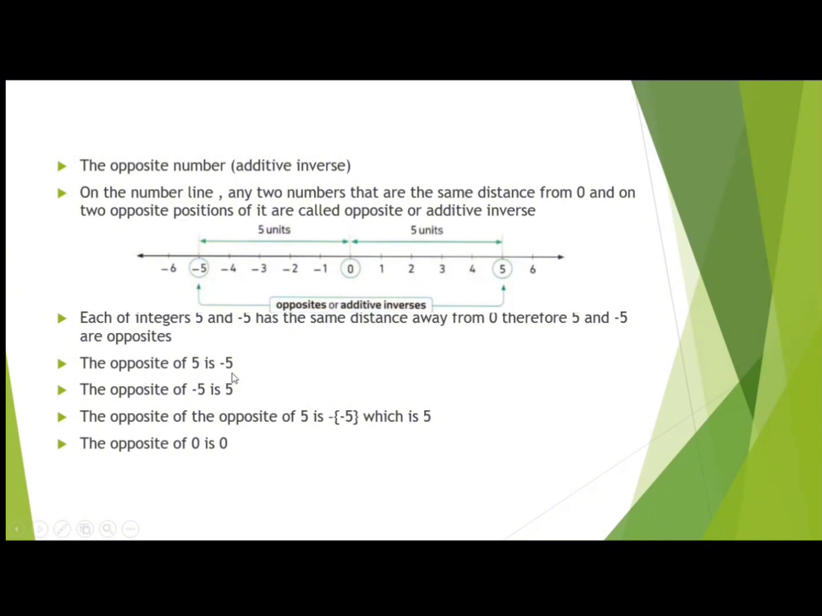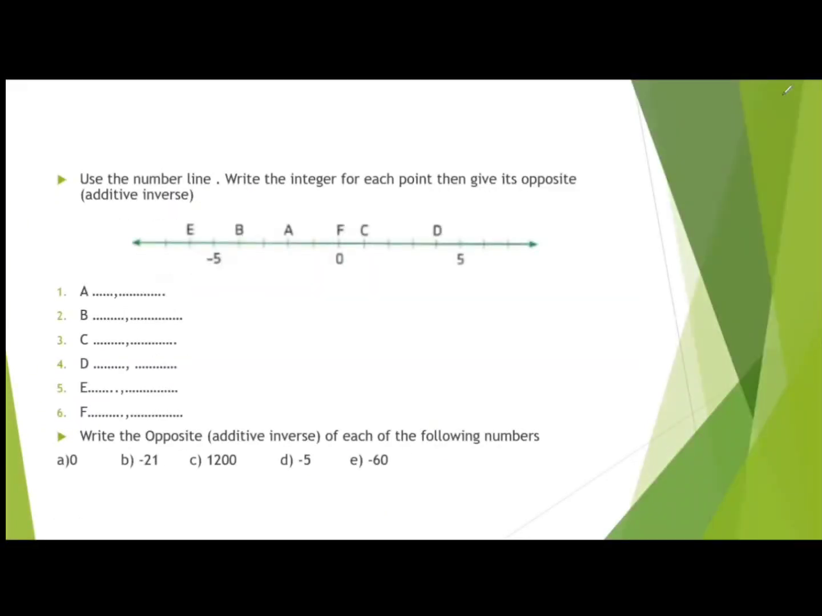The opposite of 5 is -5. The opposite of -5 is 5. The opposite of the opposite of 5. What is the meaning of this? Opposite means negative. The opposite of 5, -5. Negative, negative is positive. So opposite of opposite, that means negative, negative, that gives me 5. This is very important. What is the opposite of 0? It's always 0.